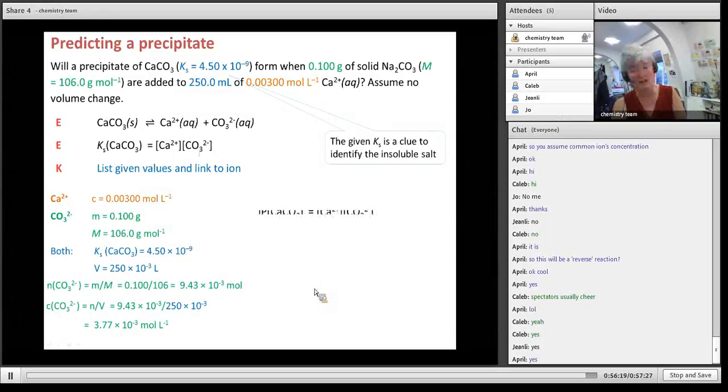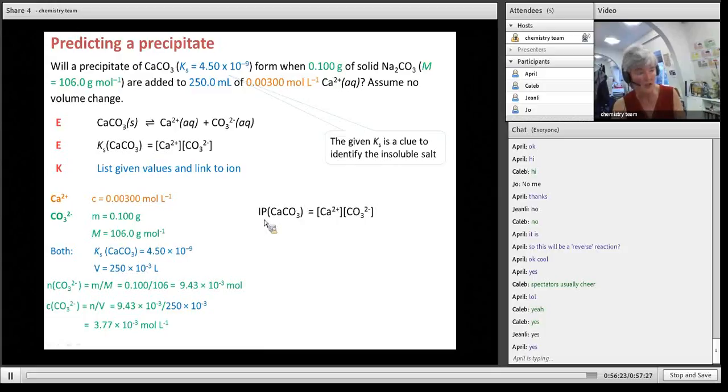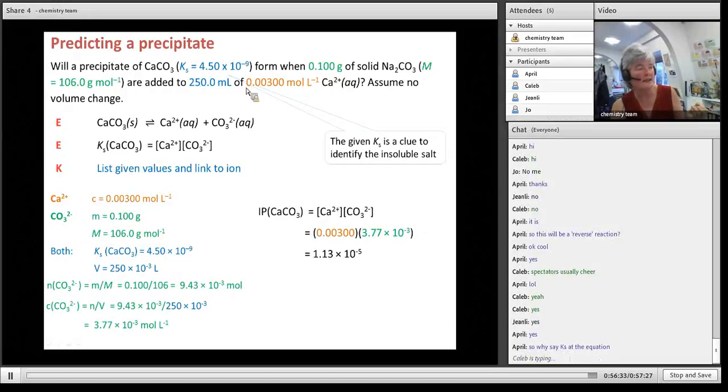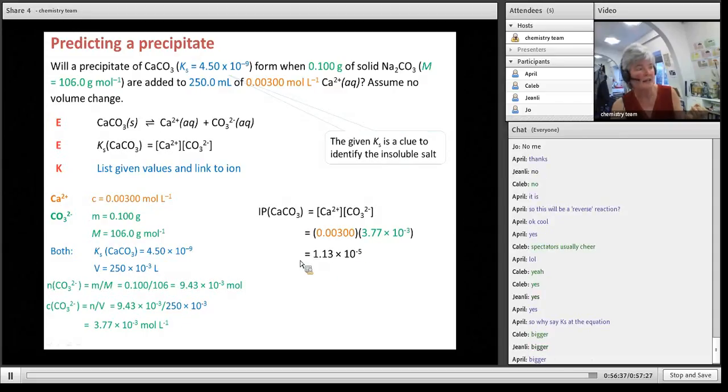So now we calculate the IP. Notice it's IP and not Ks, because it's not an equilibrium. And we just put in those values, we calculate it. When we've done that, we compare this IP with the Ks. Is this bigger or smaller than the Ks? Okay, right, it's bigger.